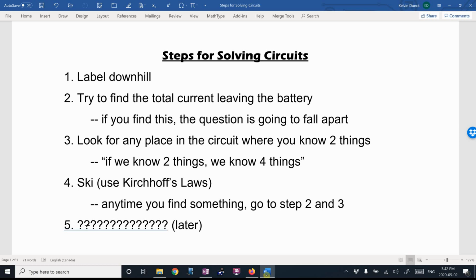Step 2, try to find total current, leaving the battery. Step 3, look for any place in the circuit where you know two things, because if we know two things, we know four things. And then step 4, ski. Use Kirchhoff's laws to figure out any missing currents or missing voltages. And anytime you find something, go back to step 2. Do I know the total current now?